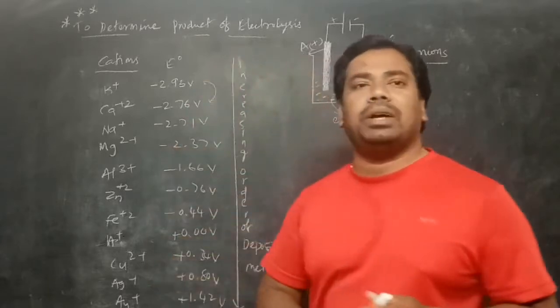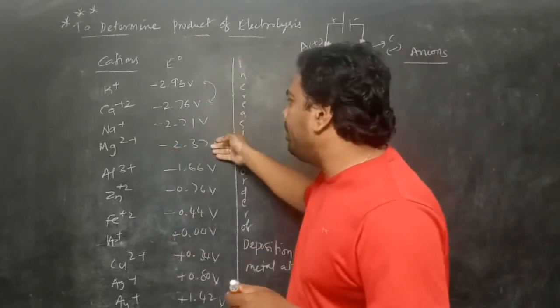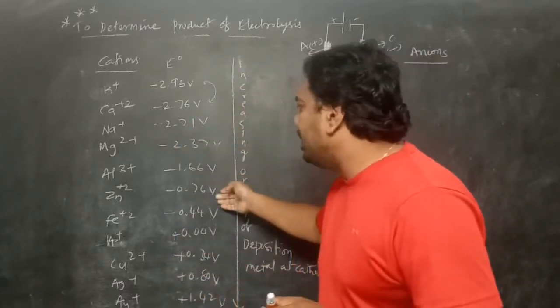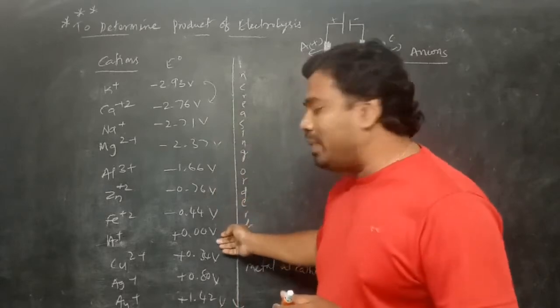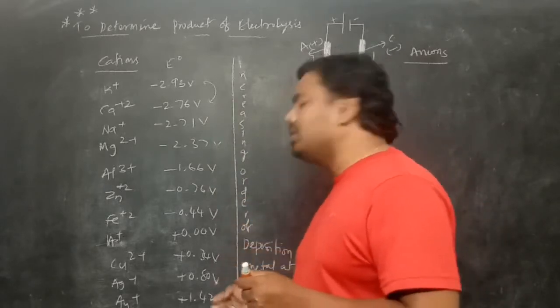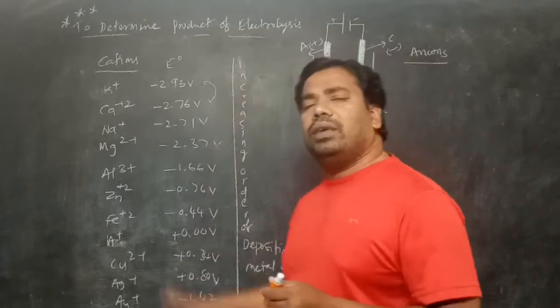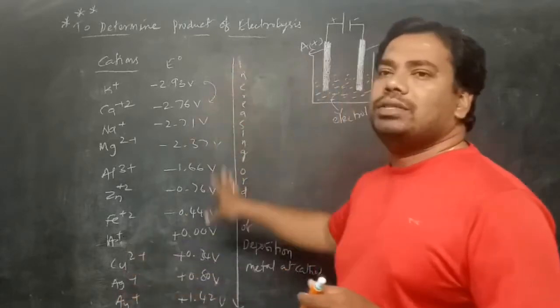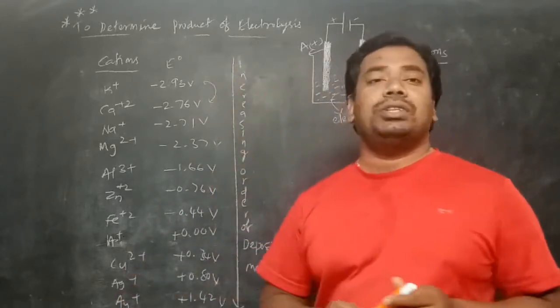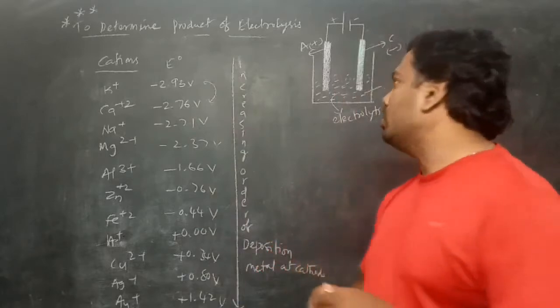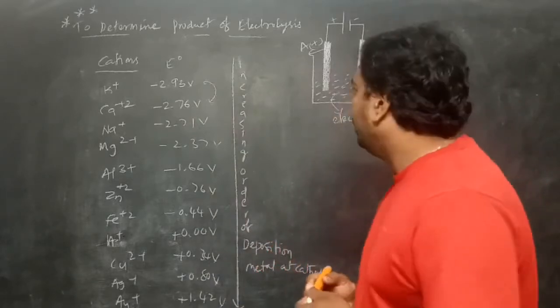Na+ will be deposited first. Then Mg2+ is deposited, then Al3+, then Zn2+, Fe2+, then H+ and Cu2+, Ag+, Au+. So this is the very important increasing order of deposition of metal ions at the cathode. Remember, students.